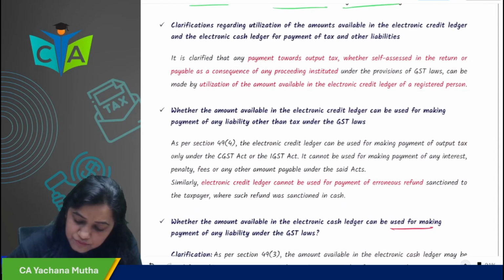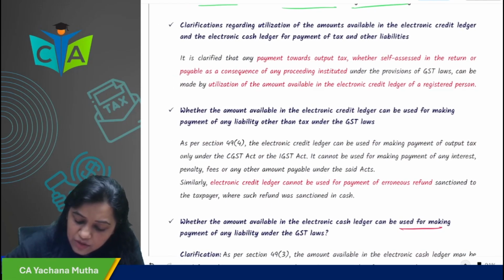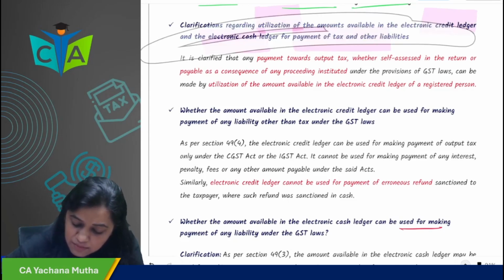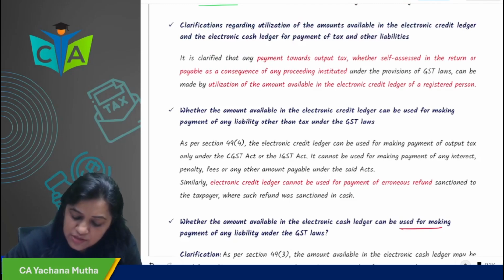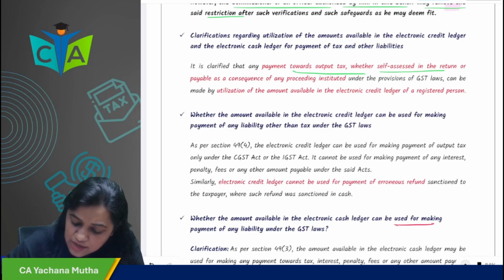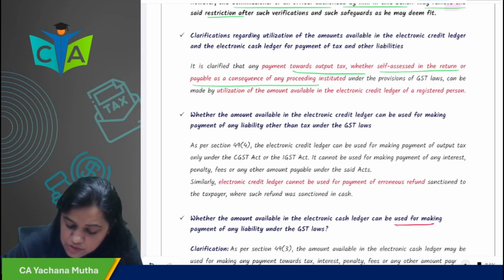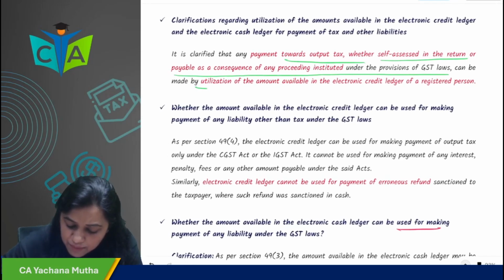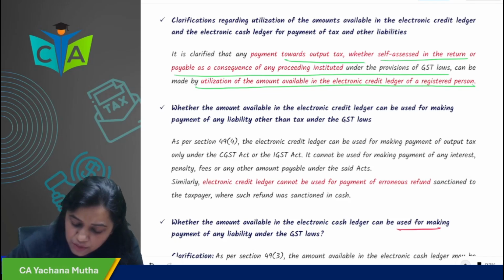Okay, now clarification regarding utilization of the amount available in the electronic credit ledger and electronic cash ledger for payment of tax and other liability. So it is clarified that any amount paid towards output tax, whether self-assessed in the return or payable as a consequence of proceedings instituted under the provisions of GST law, can be made by utilization of the amount available in the electronic credit ledger of the registered person.